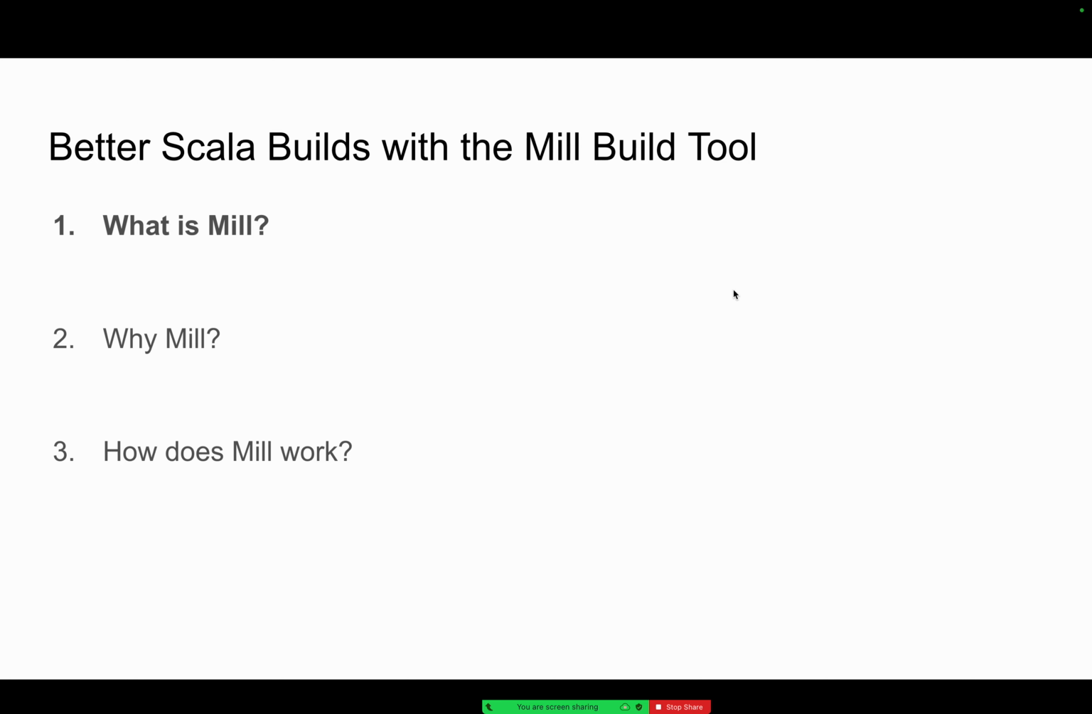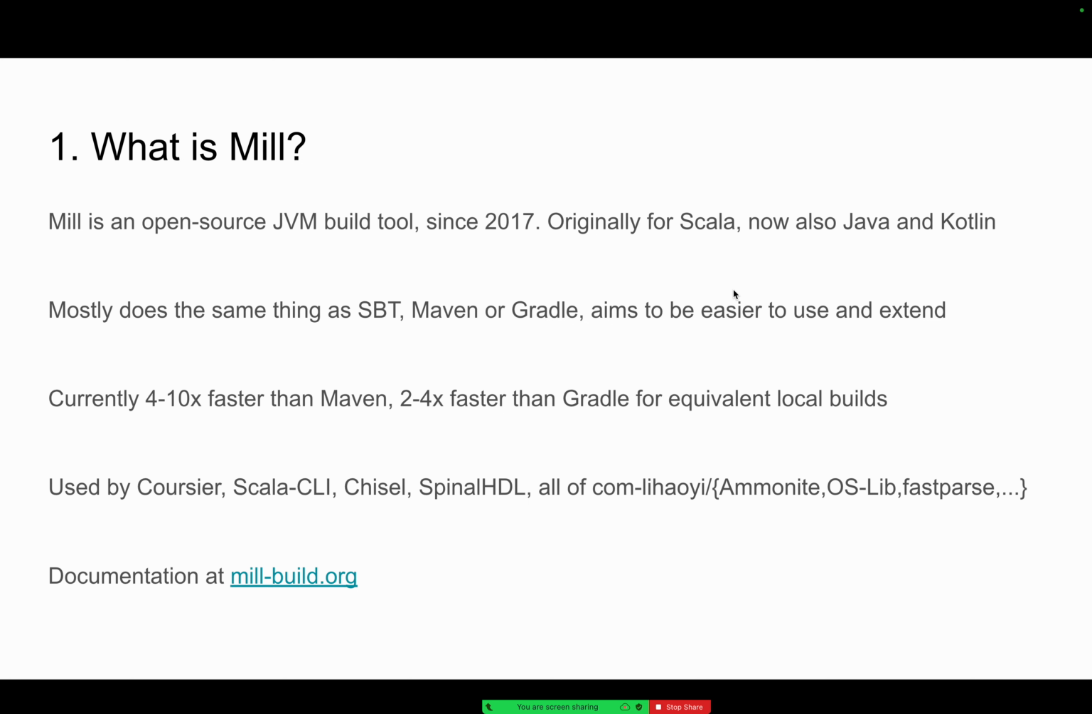So first, what is Mill? Mill is an open source JVM build tool. It's actually not that new a project. It started in late 2017, originally targeting Scala, but more recently has grown support for Java and Kotlin. It's currently in the process of getting support for Python and JavaScript and other platforms, Android. It mostly does the same thing as SBT and Maven and Gradle, but aims to be better.